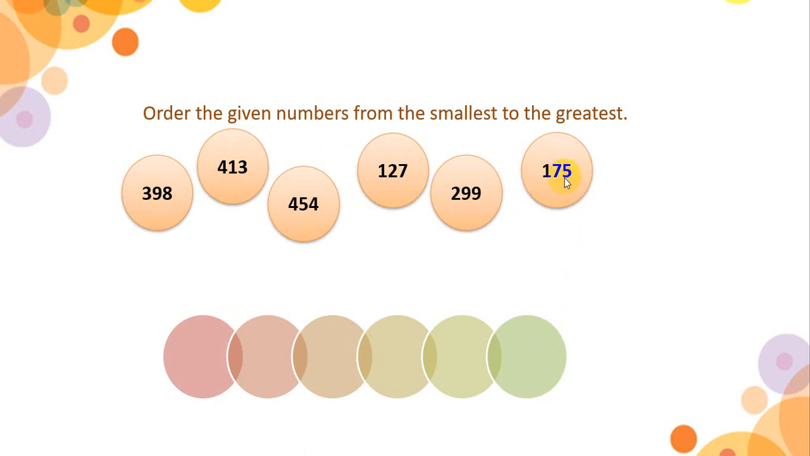175. Oh, here we have two numbers that have the same value in the hundreds place. Which one is the smallest? Let's move to the tens and compare the tens. Great, 127 is the smallest number, and 127 is smaller than 175 because it has 2 in the tens place while this number has 7 in the tens place.